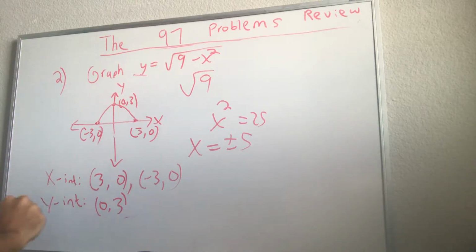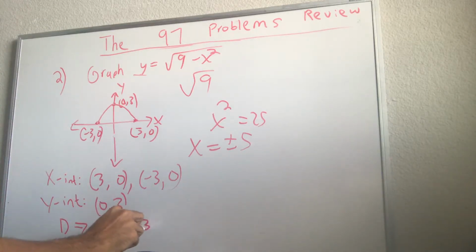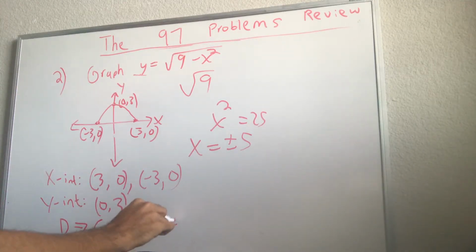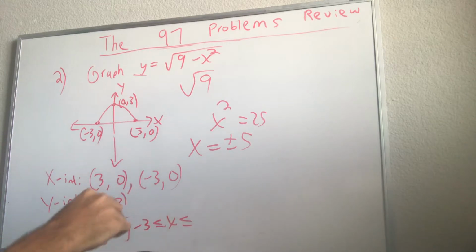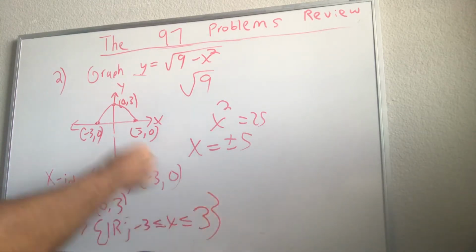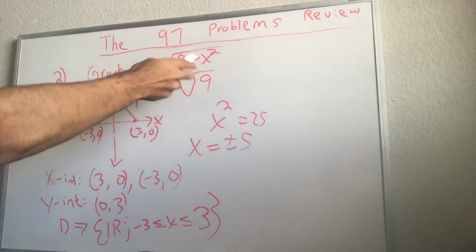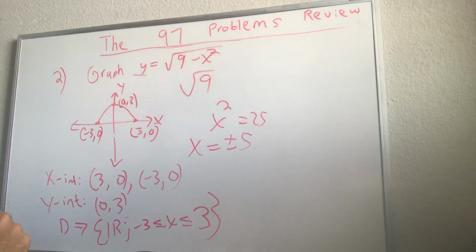And then we're looking at our domain, right? So our domain, again, is the real numbers such that we know that x is greater than or equal to negative 3, and then it is less than or equal to positive 3. And again, the reason is the same thing. Anything you take that is less than negative 3 or greater than 3 will give you a negative value here, which obviously cannot be a part of our domain.